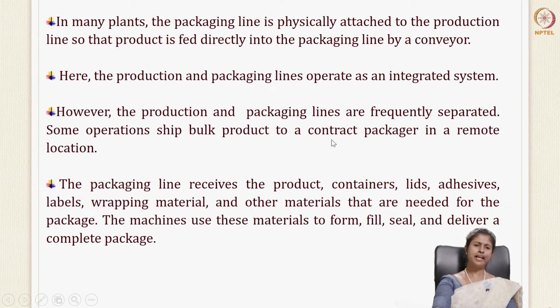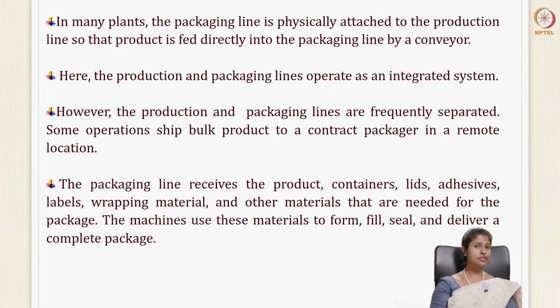So in many plants, the packaging line is physically attached to the production line. Okay, so that is easy. So the product that is formed is directly fed into your packaging line. It goes through the conveyor, is packaged properly, goes through all the processes that have to be done, and is prepared for shipment. So this is actually an integrated system.